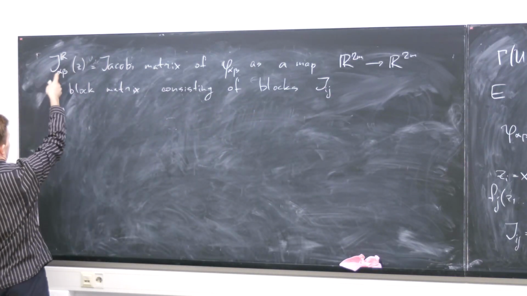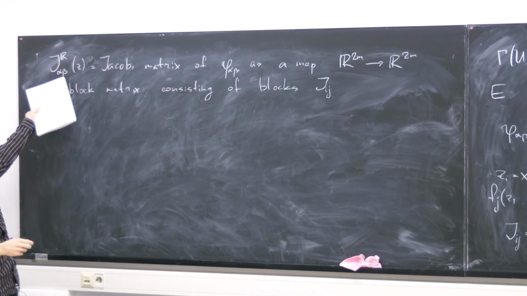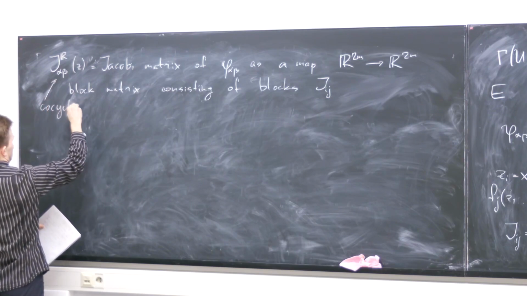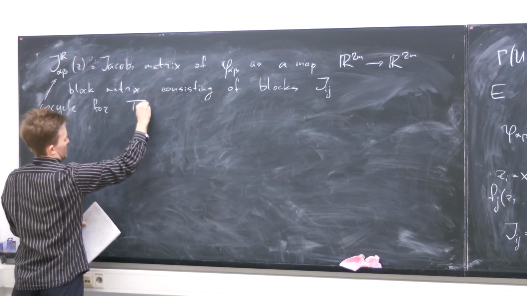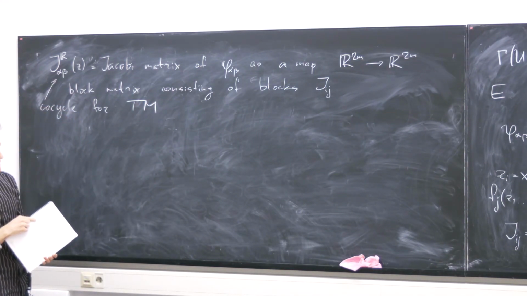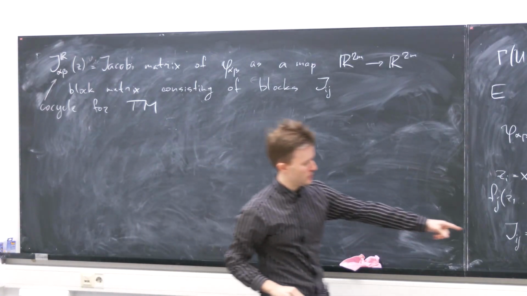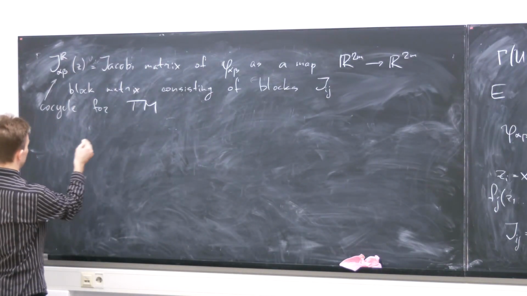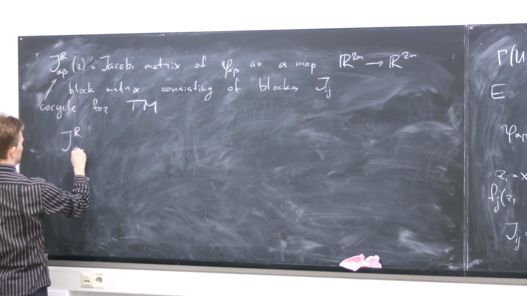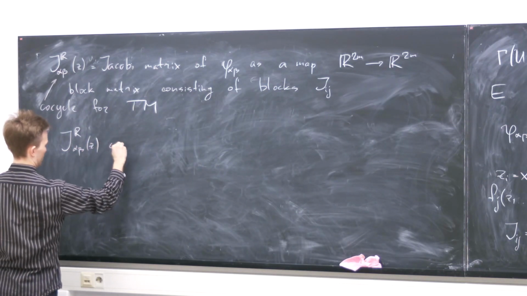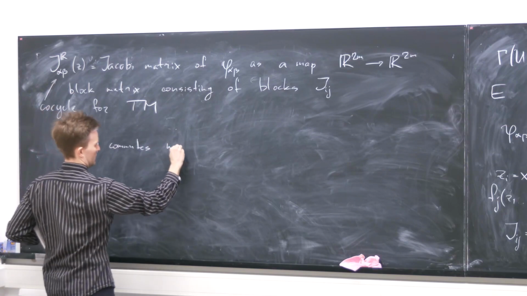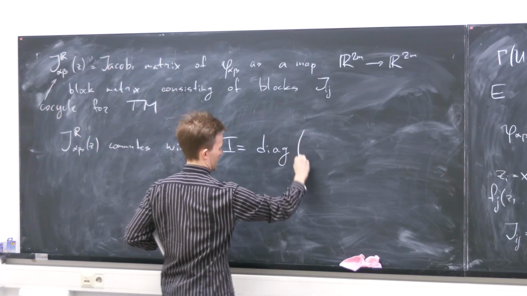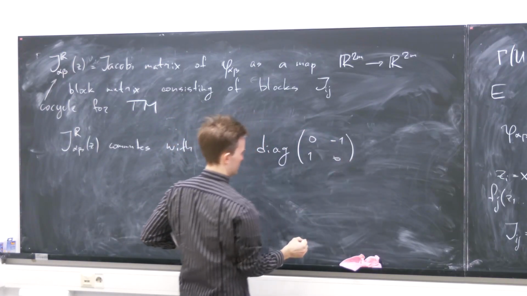This J_alpha_beta gives a cocycle, so this is a cocycle for the tangent bundle. Since it consists of blocks that commute with the matrix 0, minus 1, 1, 0, this J_alpha_beta commutes with the matrix I, which has such blocks along the diagonal. Right?